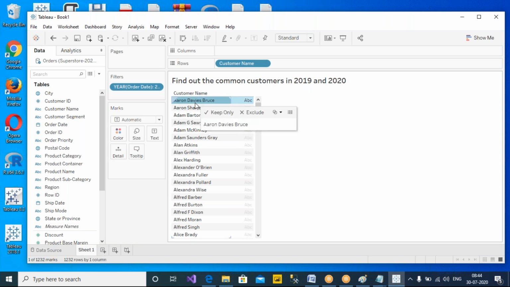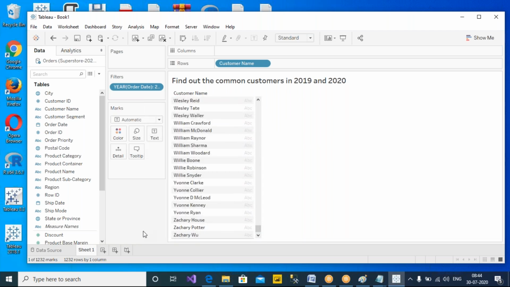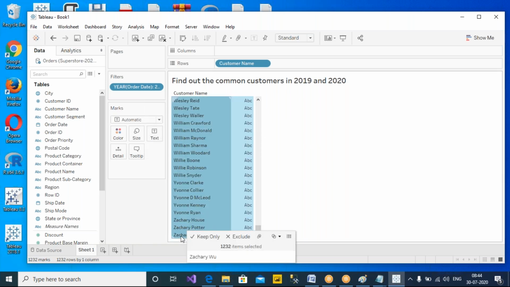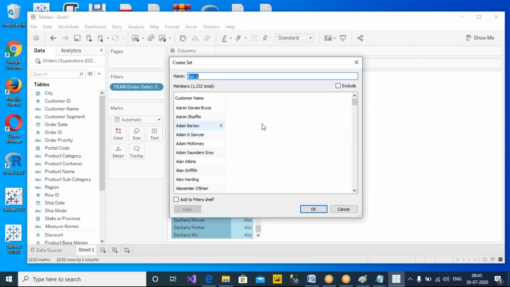Okay, now I need to add all these customers into a set. So how can I add all these customers? Select the first one, scroll down, hold the Shift button and then select all customers. All right, so I'm selecting all customers, and you get a tooltip where you have the create set option. I'm creating a set from the visualization. So create a set and name this set as 2018 customers. Apply.